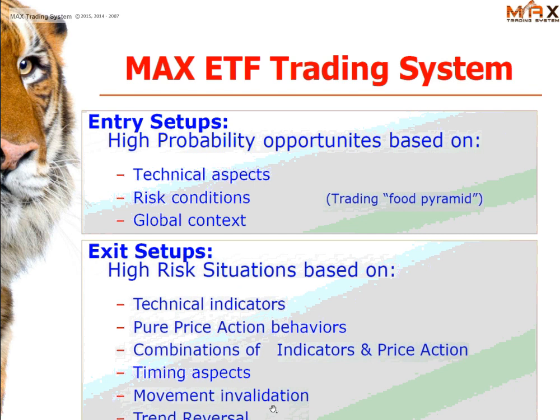So when I say the movement invalidation, I mean the movement exhaustion, which can be a trend reversal, by the way. And so, in fact, one of the remarks some students may have, or some who consider becoming a student may have, is that with the MAX we use several indicators.